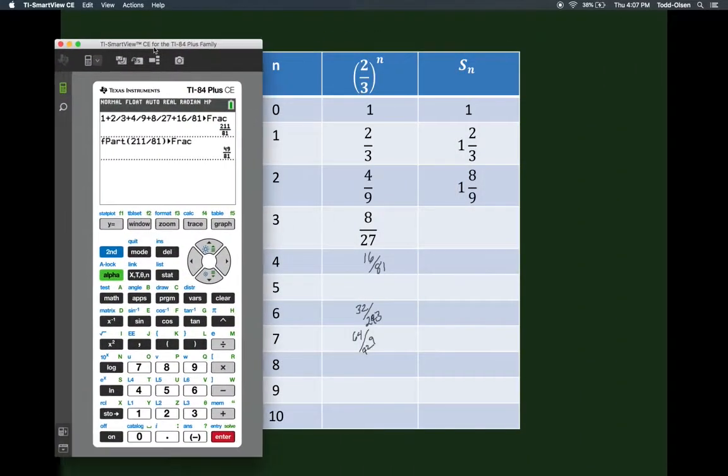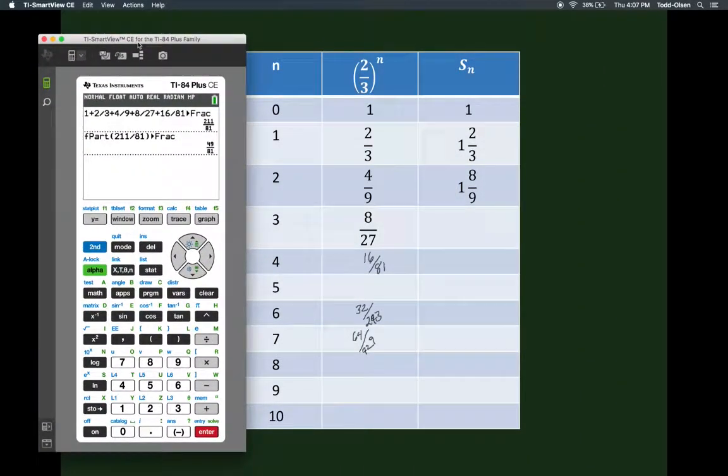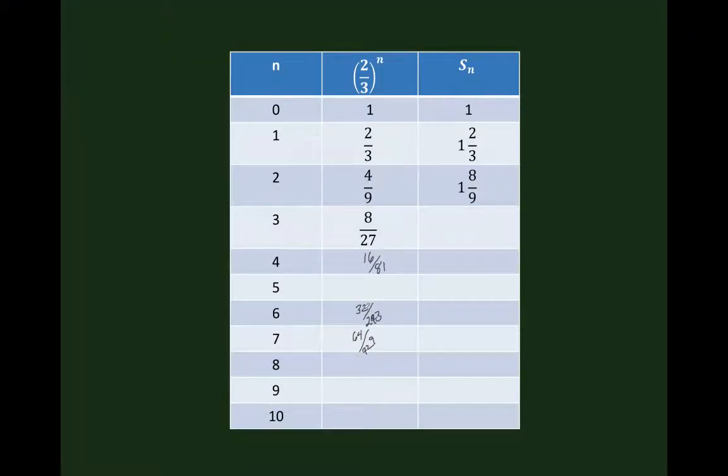Oh shoot, I think I wrote those in the wrong place too. Or something happened there. Let me fix that. Holy smokes. I just saw this in the wrong spot there. That's 32, 243, and this one would be 64, 729.